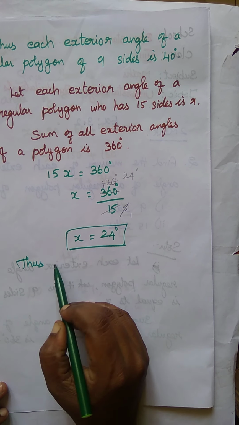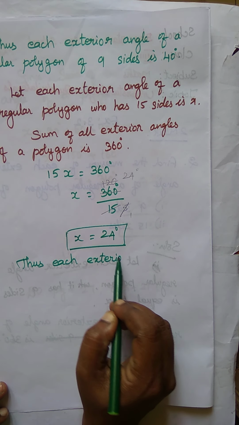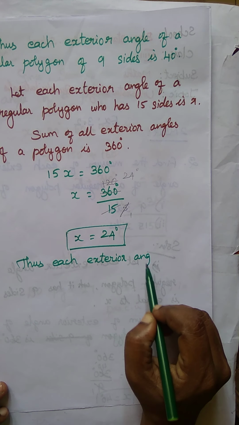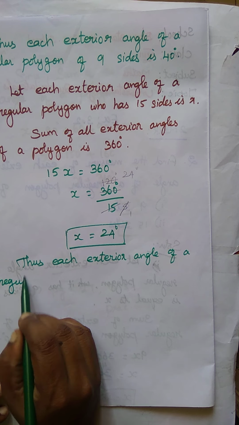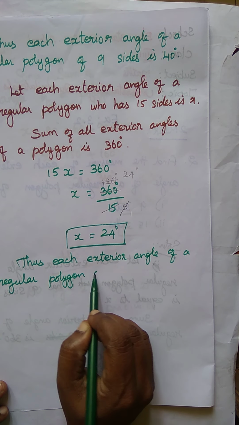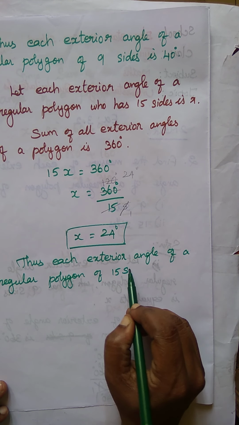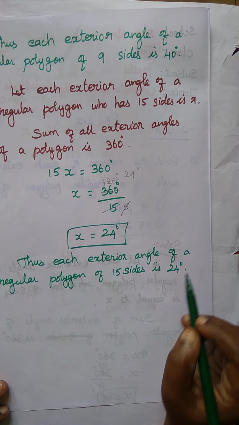Thus each exterior angle of a regular polygon of 15 sides is 24 degree.